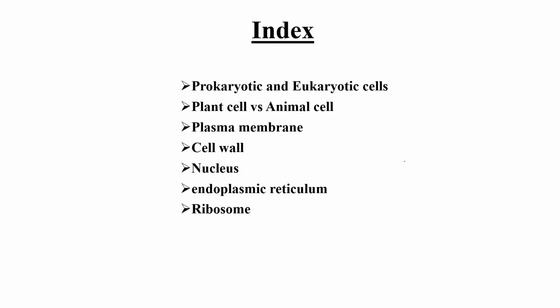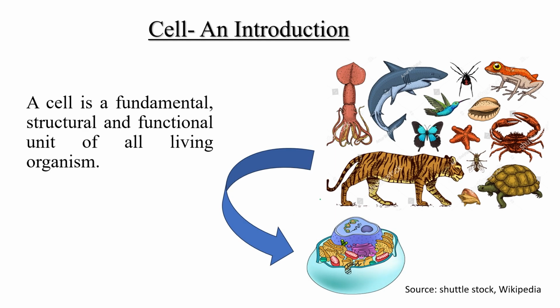And in today's video lecture, we are going to discuss the difference between prokaryotic and eukaryotic cells, plant cell versus animal cell, and what is plasma membrane, cell wall, nucleus, endoplasmic reticulum, and ribosome, the organelles of a eukaryotic cell. Okay, so let's start today's lecture.